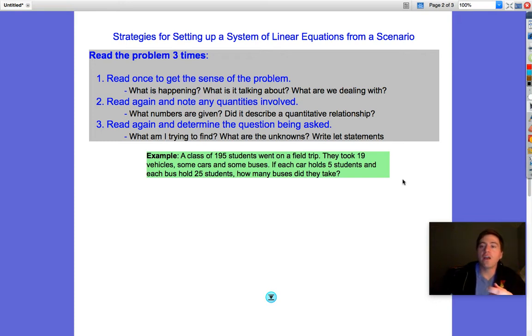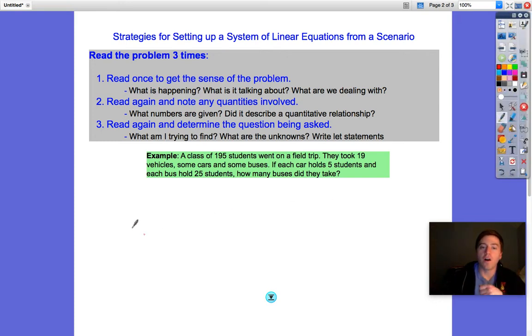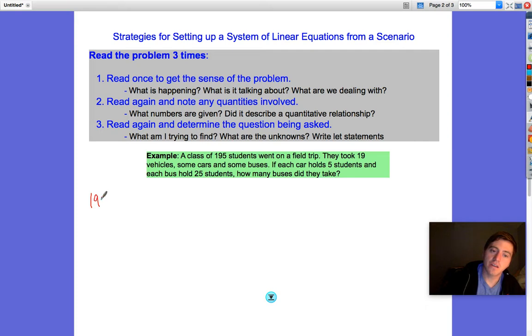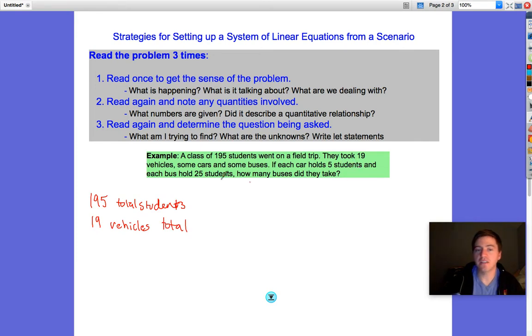I'm going to read it again and note any of the quantities involved. 195 total students. It says a class of 195 students went on a field trip. 19 vehicles total. Each car holds 5 students. Each bus holds 25 students. So 5 students per car, 25 students per bus. How many buses did they take?